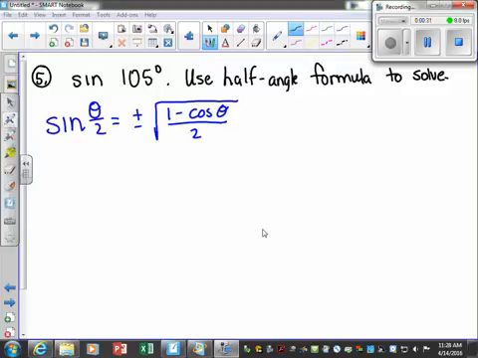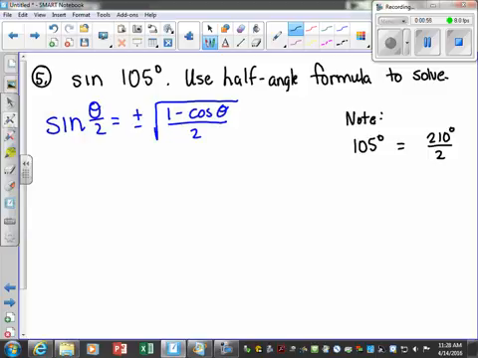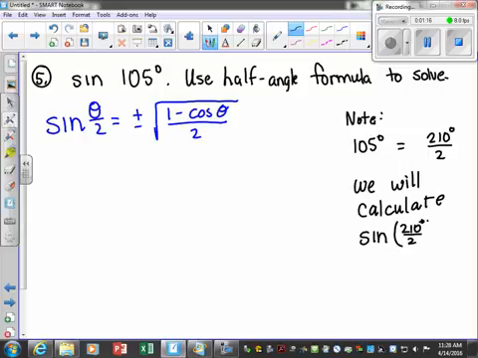So note off to the side, since we're working with 105 degrees as regular theta, we want to rewrite this as theta over 2. So how else could we write that? Using a fraction. Double it and divide it by 2, right? Isn't that the same thing? 210 divided by 2 is 105, but this is in a fraction form so that it meets this. Okay, so we will calculate the sine of 210 degrees divided by 2, which is still 105. It just fits the format of our formula.